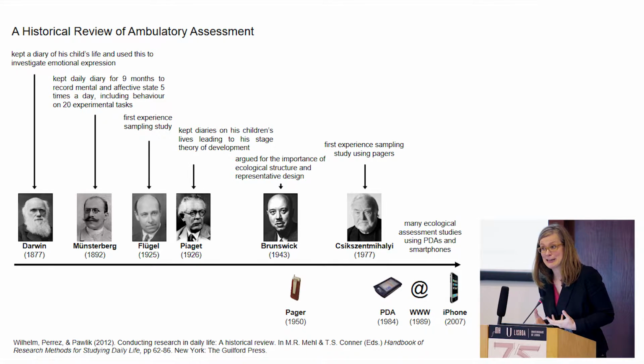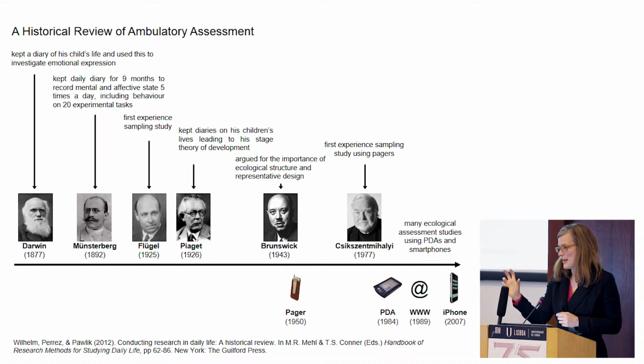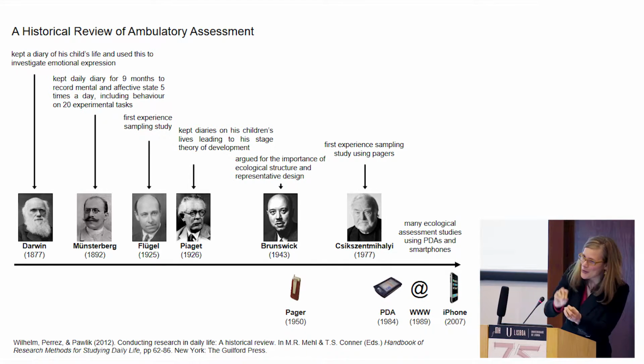Münsterberg then in 1892 kept a daily diary for 9 months to record mental and affective state 5 times a day, including behavior on 20 experimental tasks. For example, in one of these tasks he used his fingers to estimate a certain length. And what he found when he analyzed the diary was that on days in which he had more positive affect, he overestimated the length that he would try to measure with his fingers. And on days with higher negative affect, he would underestimate this length. So he was one of the first who tried to get into this moment, what is going on together, and find these effects that you wouldn't probably find in the lab.